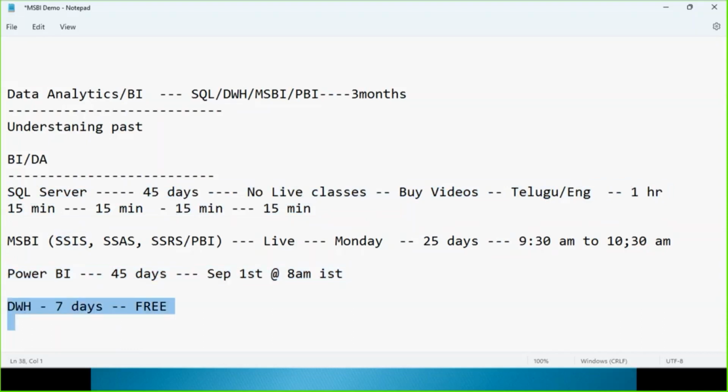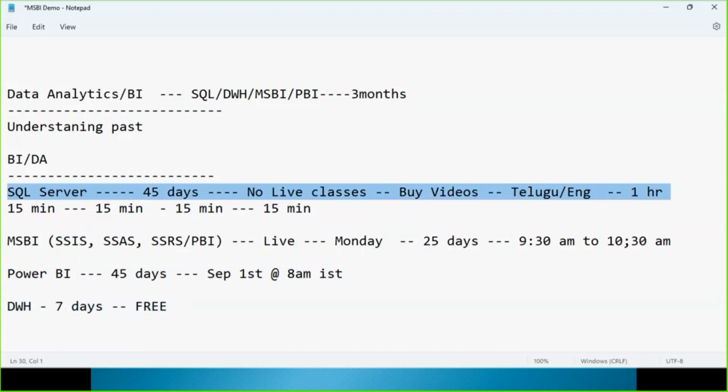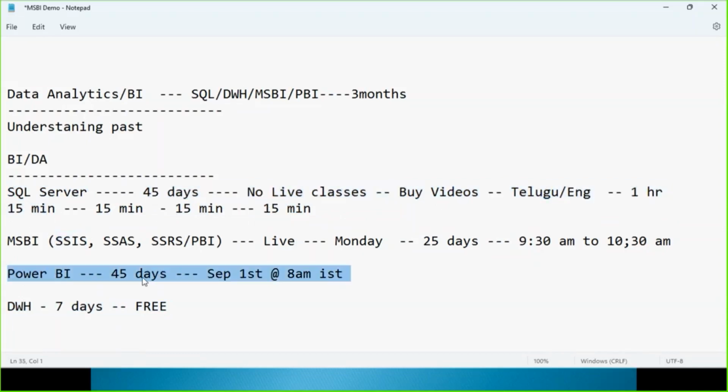So anything is fine, but SQL Server should go parallelly, and we don't have live classes for it, so you need to buy the videos and compulsorily practice. You can just make the payment for SQL Server and only SSIS. Okay. So Power BI, whenever you join, you can make the payment.